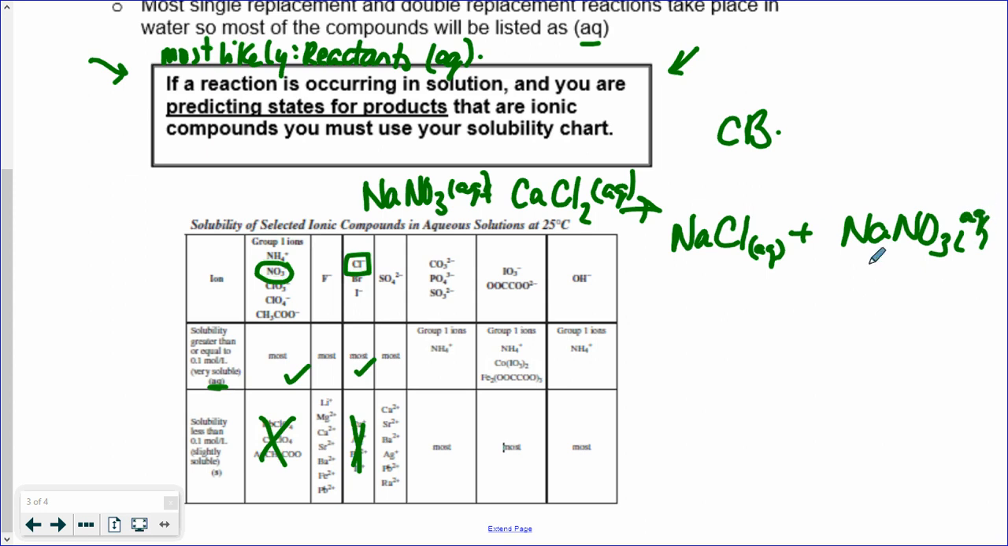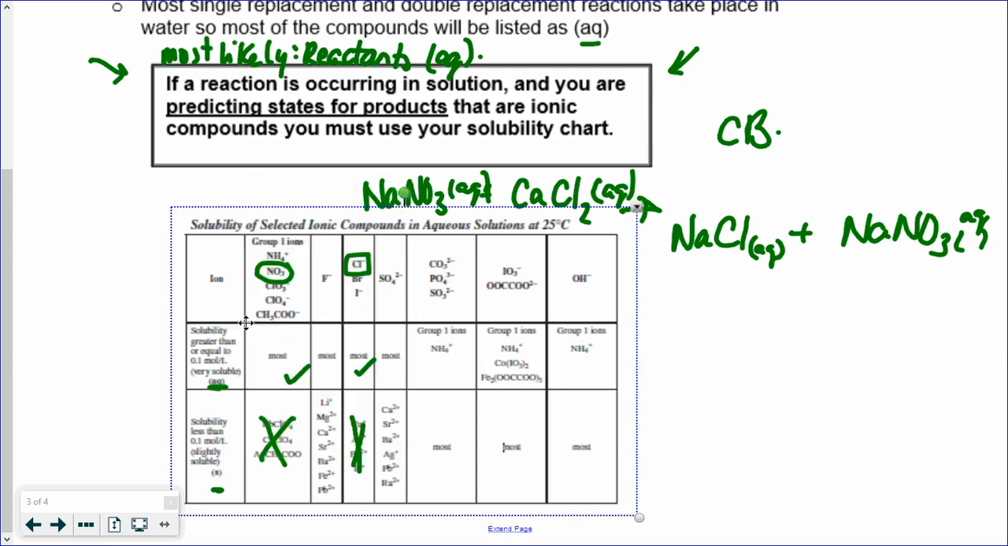And so that's what you need to do. You need to use your solubility chart to figure out whether it's going to be aqueous or solid. Sorry, it's going to be solid because it's insoluble, or very slightly soluble. So there we go.